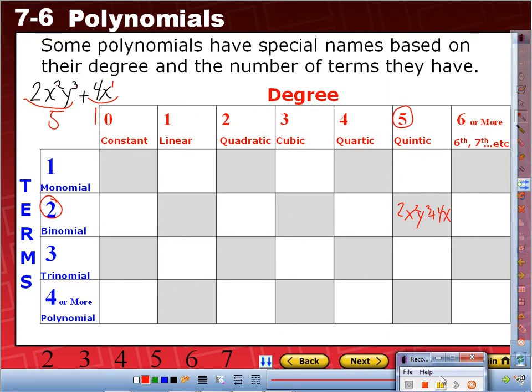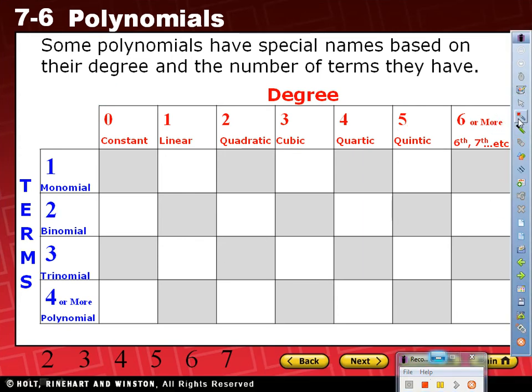Okay, once again, to clarify, we do not add the degrees. We just write the degree so that we know which one is the highest. Which is the highest of the two? A 5. That's why it's known as a quintic. 2 terms, it's a binomial. Okay? So, I'm going to give you a couple more, and I want you to place these, please.